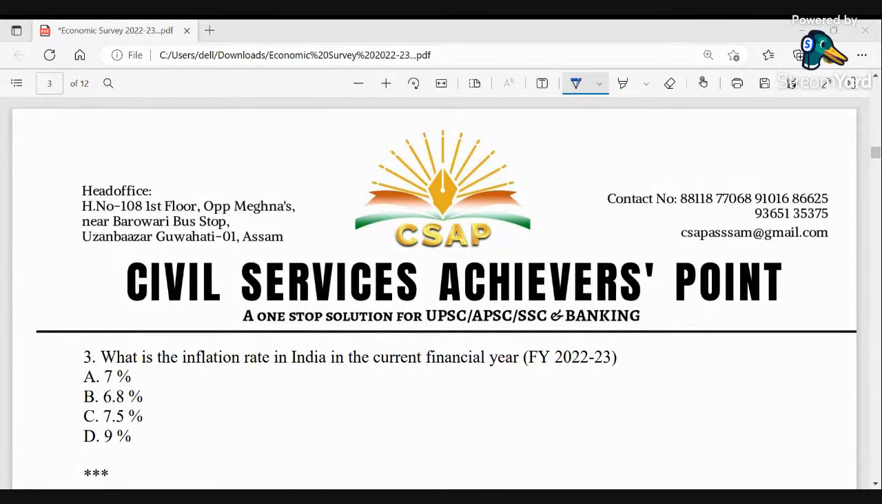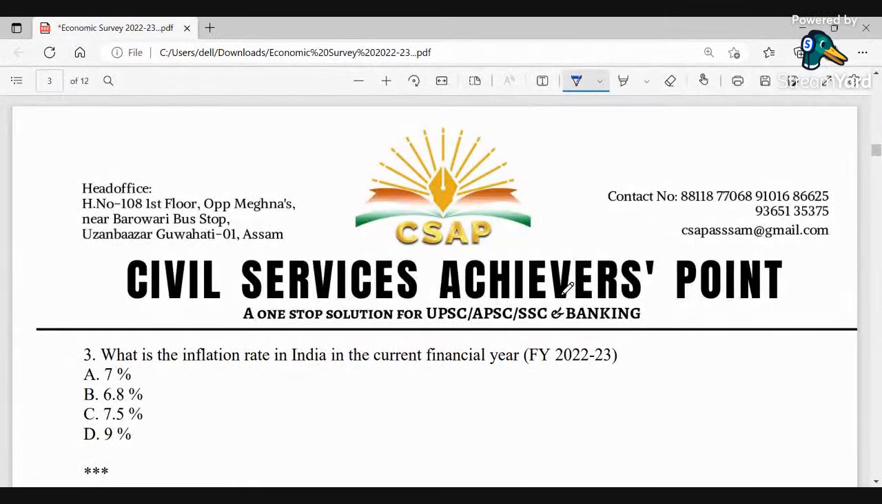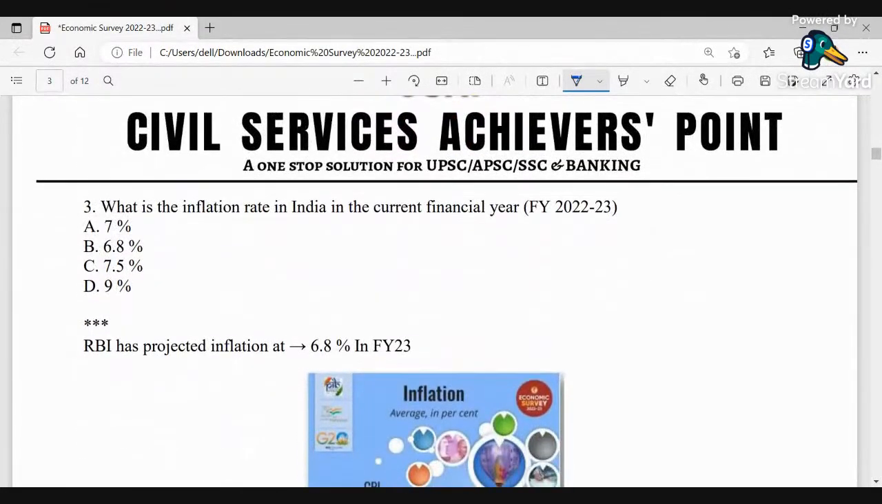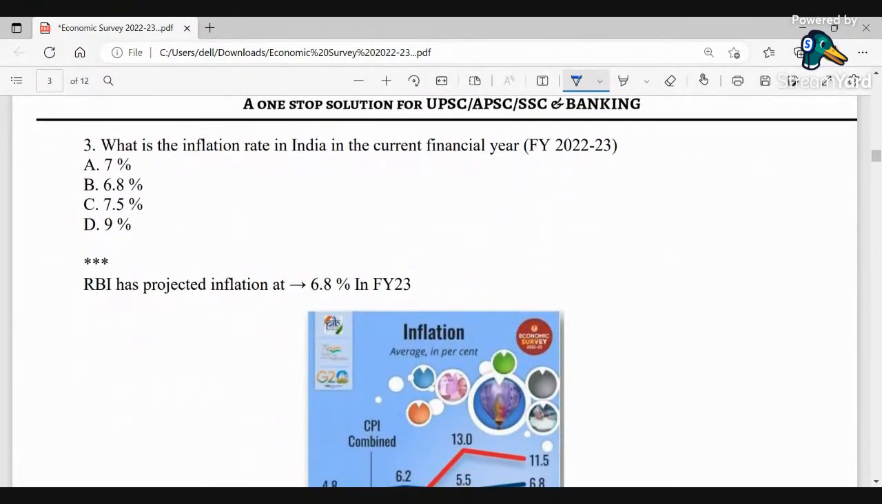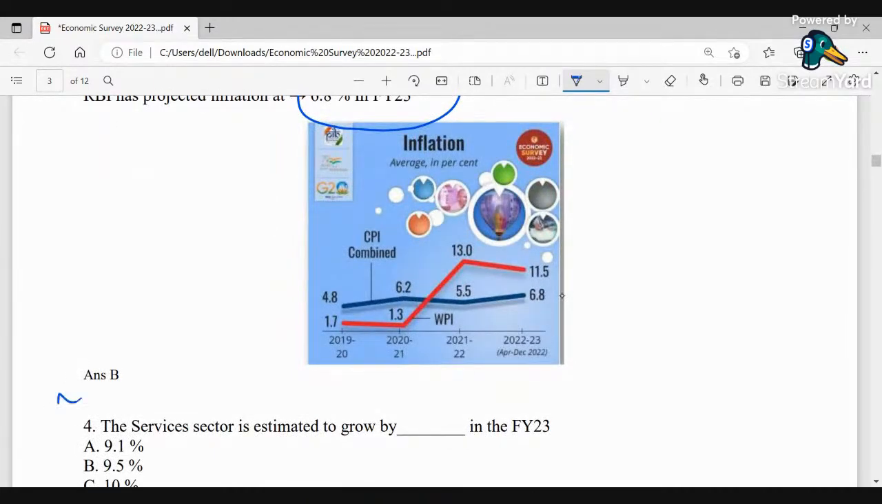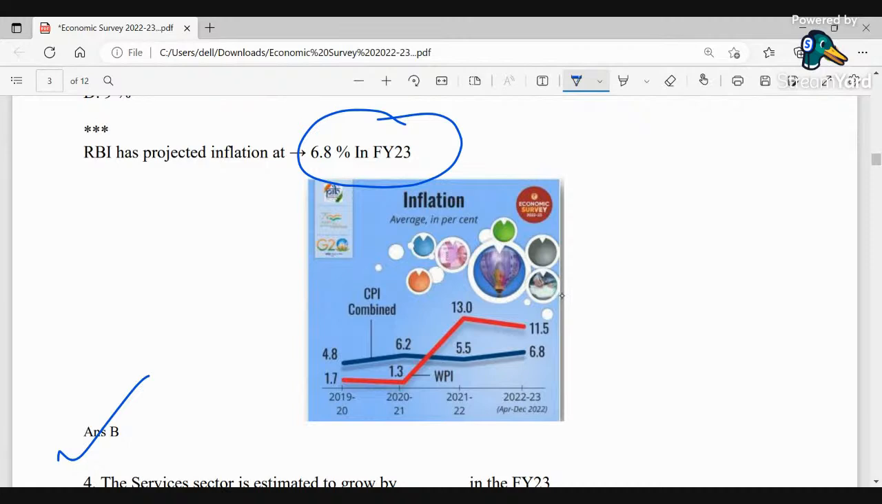Question number 3, correct answer B. Any other answers? Madhurima, good, 3B. So you are coming up with the B answer. The RBI has projected an inflation of 6.8% in the financial year 23. So here I could directly find the correct answer to be B. Therefore please remember that the respective inflation is around 6.8%.